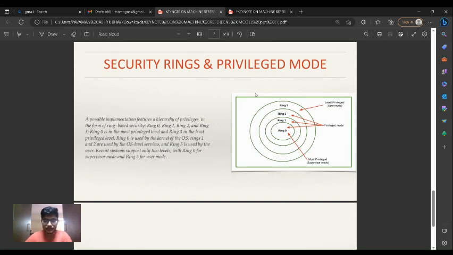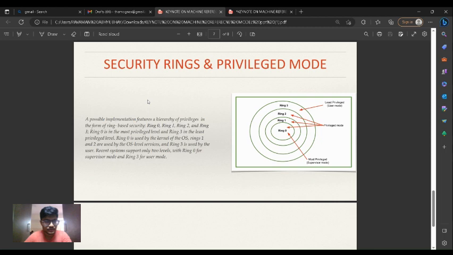Security rings and privileged mode. Here we have ring 0, 1, 2, 3 in consecutive order. The most privileged is supervisor mode, ring 0. Rings 1 and 2 come in privileged mode, and the last one, ring 3, is the least privileged user mode. A possible implementation feature is a hierarchy of privileges in the form of ring-based security.